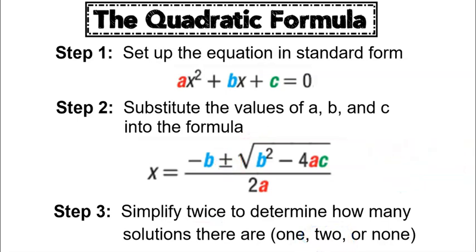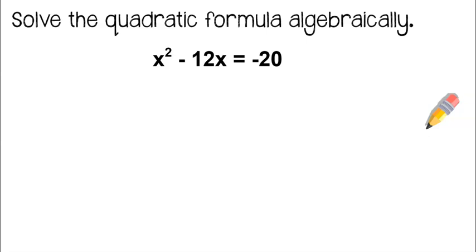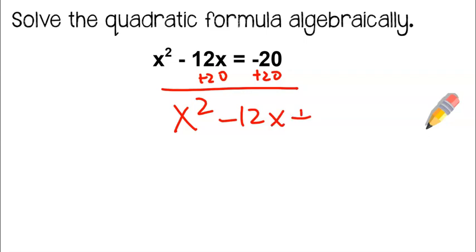Let's get started. Our first example here asks us to solve the quadratic equation algebraically. That means not using a graph. So we can absolutely use the quadratic formula. But first things first, we need to get this equation into standard form. So we need this to be a 0. And the only way to do that is to add 20 to both the left and the right sides of the equation, giving us x squared minus 12x plus 20 equals 0.